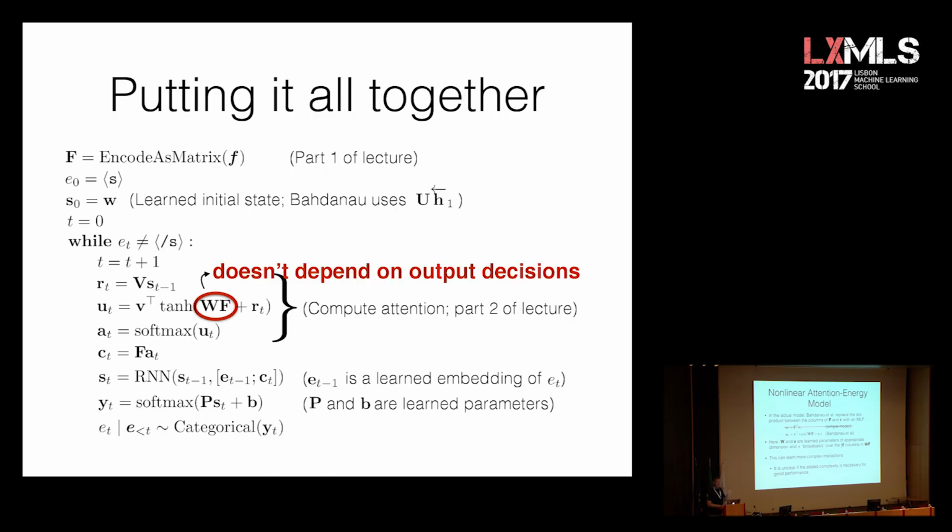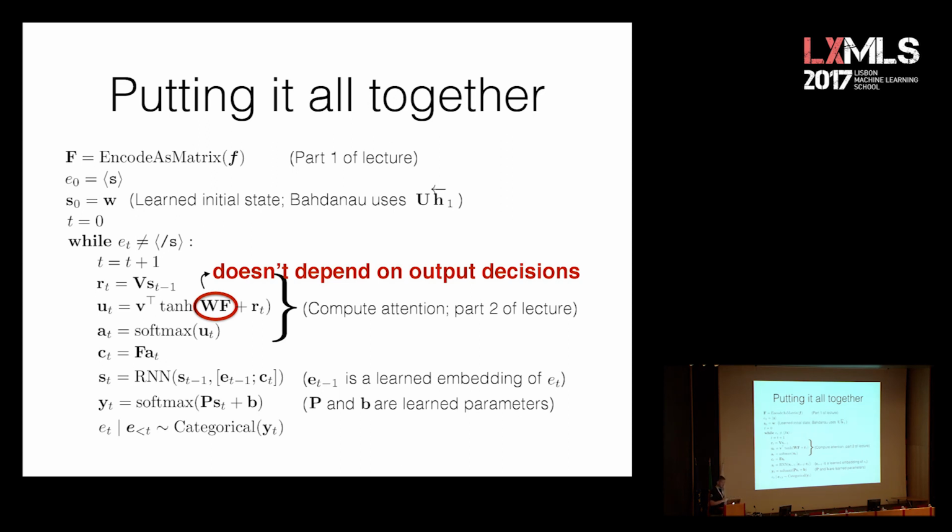Okay, so this has been kind of a lot. So let me show you what this looks like a little bit in pseudocode. In fact, if you implement this in something like DyNet, it looks kind of like this in real code. So basically there are two parts of this. We're going to first start out by encoding the sentence as a matrix. That was part one of this part of the lecture.